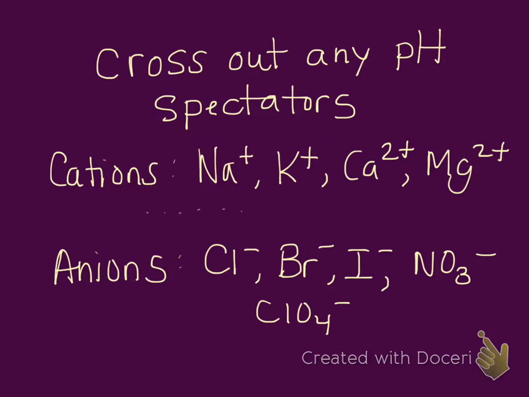Once you've broken it up, and we'll do some practice ones, you're going to cross out any pH spectators. So for the cations, it's going to be Na+, K+, Ca2+, Mg2+. There actually are more of these, but they're basically going to come from the group 1 metal ions or the group 2 metal ions. Any metal ion is generally not going to affect the pH. That's not 100% true, but it tends to be true for the type of chemistry we're studying. The anions are a specific set of 5: Cl-, Br-, I-, NO3-, ClO4-. And these come from the strong acids. There's no coincidence to that, okay?